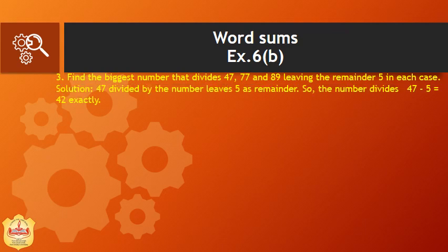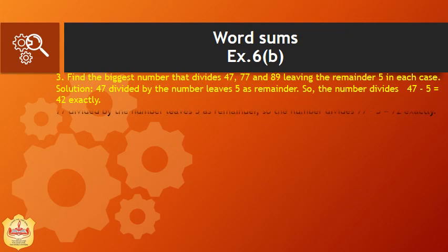47 divided by the number leaves 5 as remainder. So the number divides 47 minus 5 is equal to 42 exactly. So children, you know the meaning of this line? Well, it means that when we divide 47 by that biggest number which we are supposed to find out, we get 5 as remainder. So, if we subtract 5 from 47, we get 42, and this 42 will be divided completely or exactly by that biggest number, right?